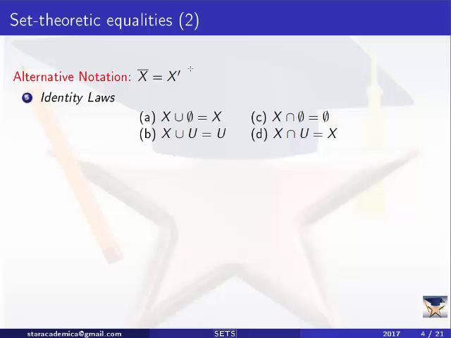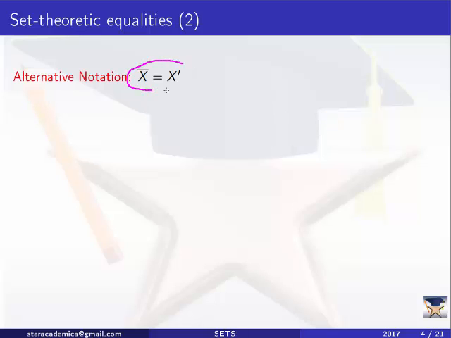Next, before we proceed, let us make a note here. So far we used X bar, X overline, for the complement. However, in some books, and even here, we are going to use sometimes a prime notation, X prime, for the complement.